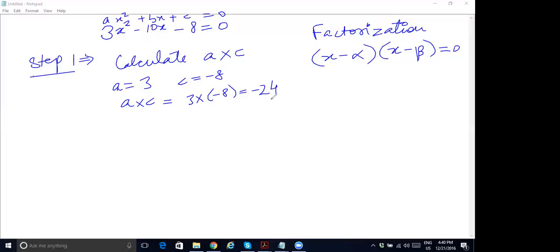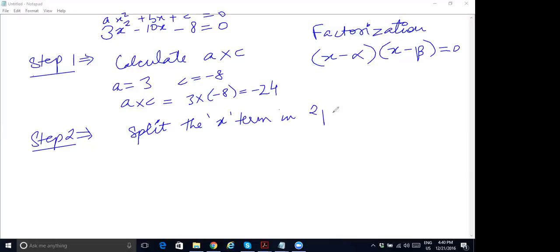Now we need to split the middle term, that is the term containing x. Split the x term in two parts such that the product will give you minus 24.